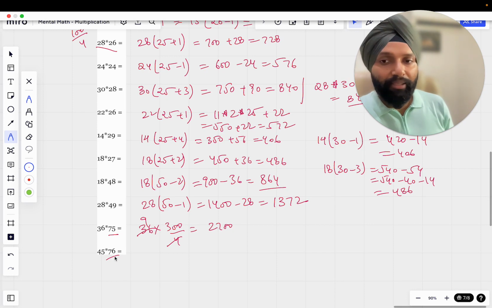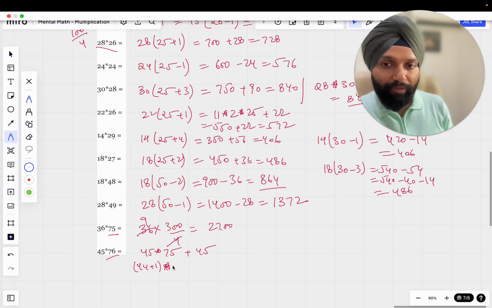So when you're looking at this, now this is quite daunting, right? For it's 76, not 75. So first we make it 75, which is easier to handle. 45 into 75 plus 45 extra, right? Because 45 into 76. Now this is still not easy because 75 is 300 by 4, but 45 is not a multiple of 4. So what we do is, again we write 45 as 44 plus 1, into 75. So there is a 45 extra.